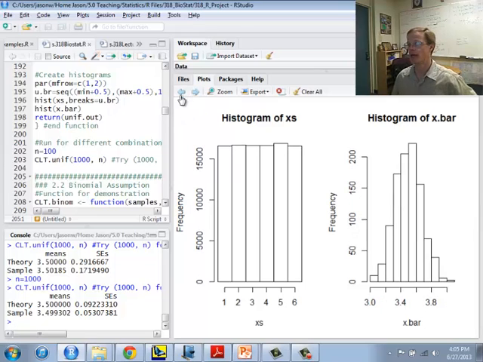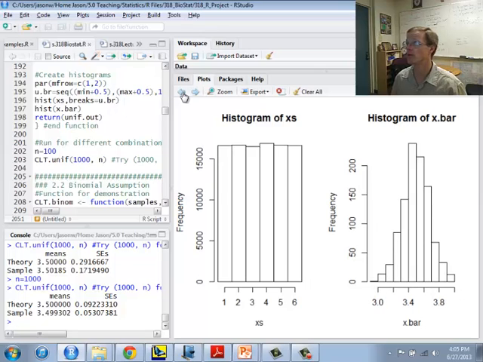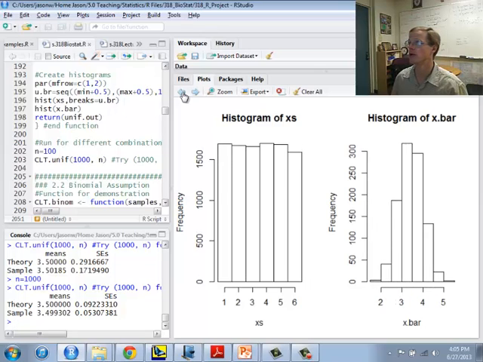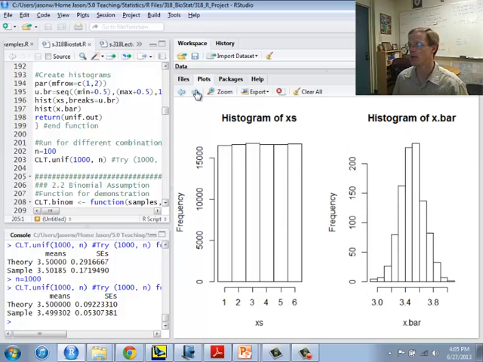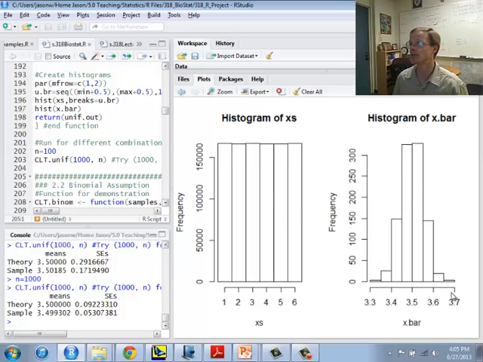That was a 100, and this is the 10. Notice the x-axis down here. When I switched from the 10 to the 100, it got smaller. That is, the standard deviation shrunk. And when we kicked it up to the 1,000 case, it shrunk again.